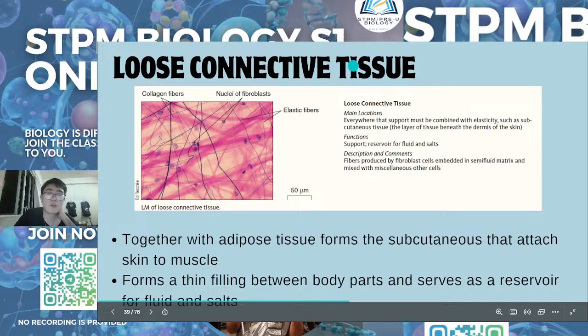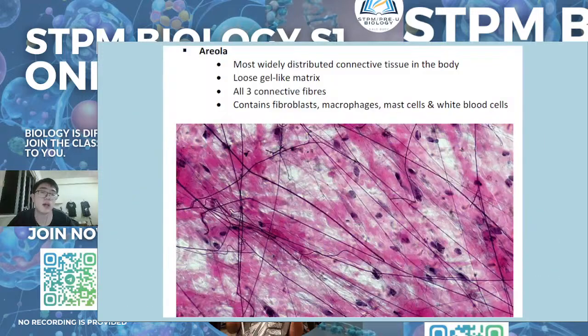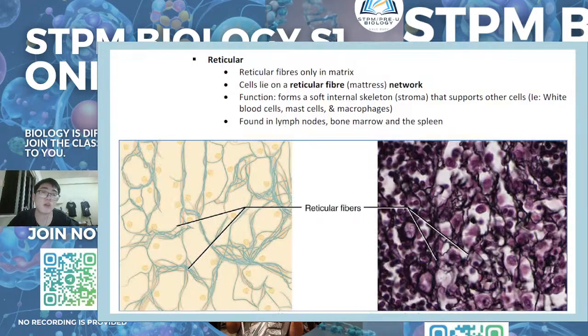and form a thin filling between body part and serve as the reservoir for the fluid and salt. So normally it is found in our skin tissue, our skin at the mid layer lah, yang paling dalam punya layer. So our main location actually it is not only found on the skin, actually everywhere lah. Everywhere that support must be combined with elasticity, such as subcutaneous tissue. So normally this provide the function of support lah. Support what? Okay, so there are three types of tissue, right?